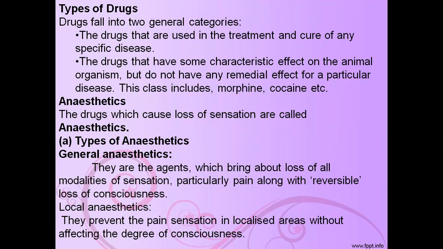But the local anesthetics, they prevent the pain sensation in localized areas without affecting the degree of consciousness. So, this type of anesthetics particularly affects some parts of the body. For example, dentist. Okay, the dentist gives patients this kind of anesthetics when carrying out minor surgery in teeth. So, dentist வந்து அவங்களோட பேஷண்ட்க்கு இந்த பல்லுல ஏதாவது ட்ரீட்மெண்ட் பார்க்கும்போதோ இல்லை சர்ஜரி பண்ணும்போதோ இந்த லோக்கல் அனஸ்தெட்டிக்ஸ் கொடுப்பாங்க.